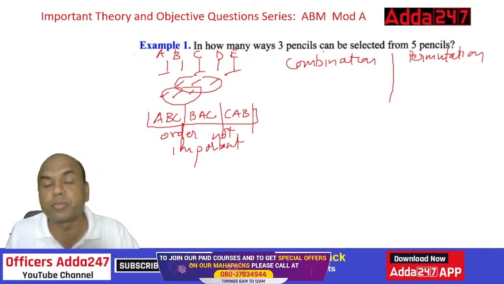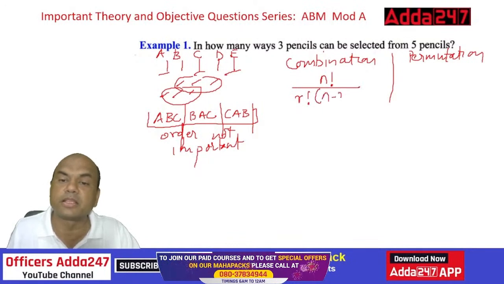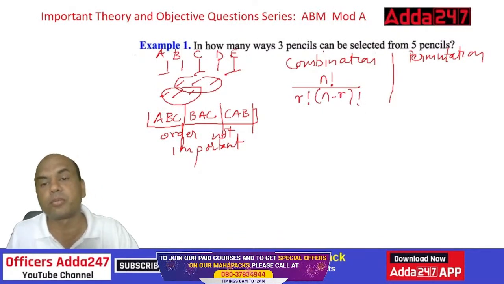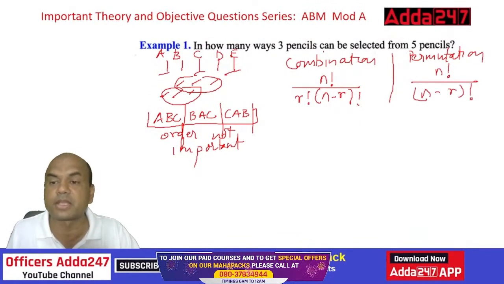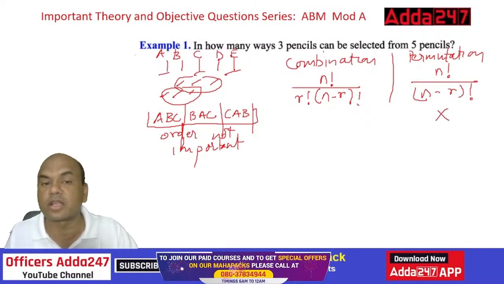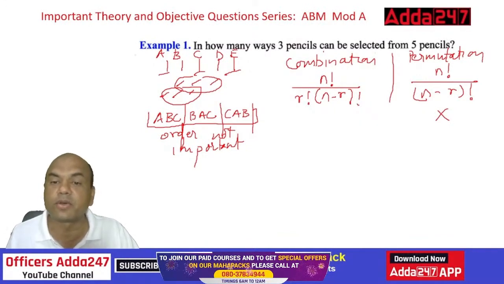And in permutation, the order is important. So what is the formula for combination? Formula for combination is n factorial upon r factorial into n minus r factorial. What is the formula for permutation? n factorial upon n minus r factorial. But here I won't be using permutation because the order is not asked. Whether pencil A is first or B is first or C is first, not asked. So I'll use this formula.